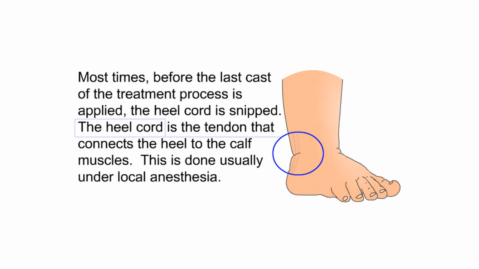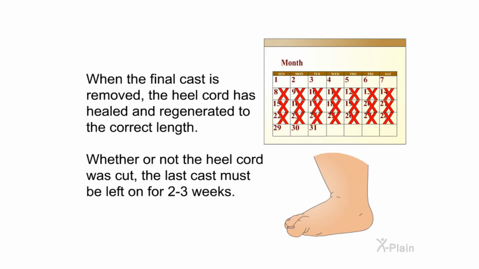Most times, before the last cast of the treatment process is applied, the heel cord is snipped. The heel cord is the tendon that connects the heel to the calf muscles. This is done usually under local anesthesia. When the final cast is removed, the heel cord is healed and regenerated to the correct length. Whether or not the heel cord was cut, the last cast must be left on for 2 to 3 weeks.